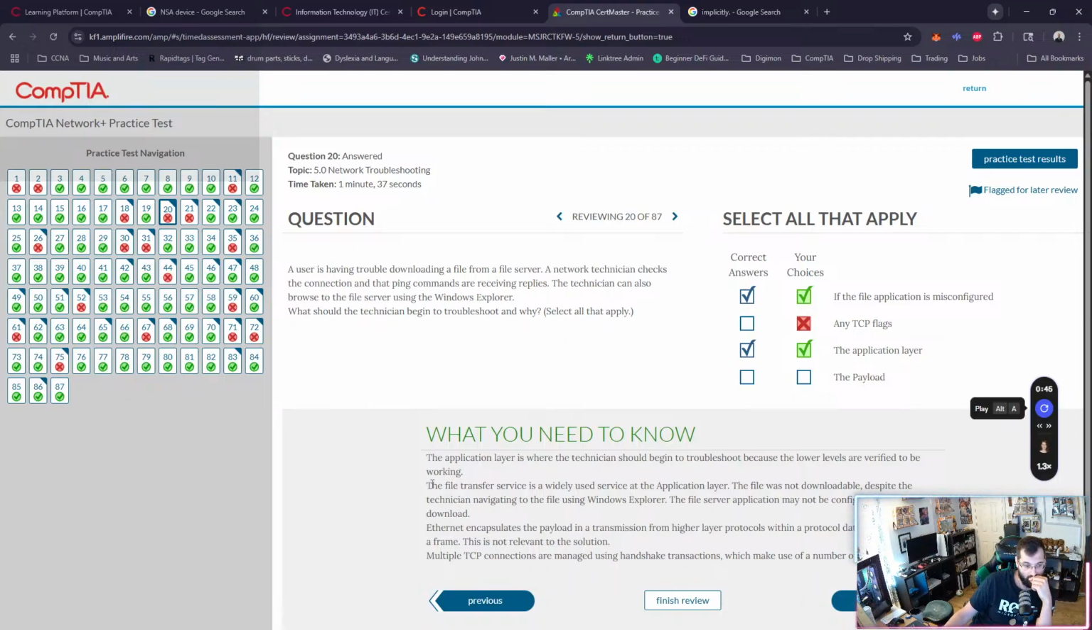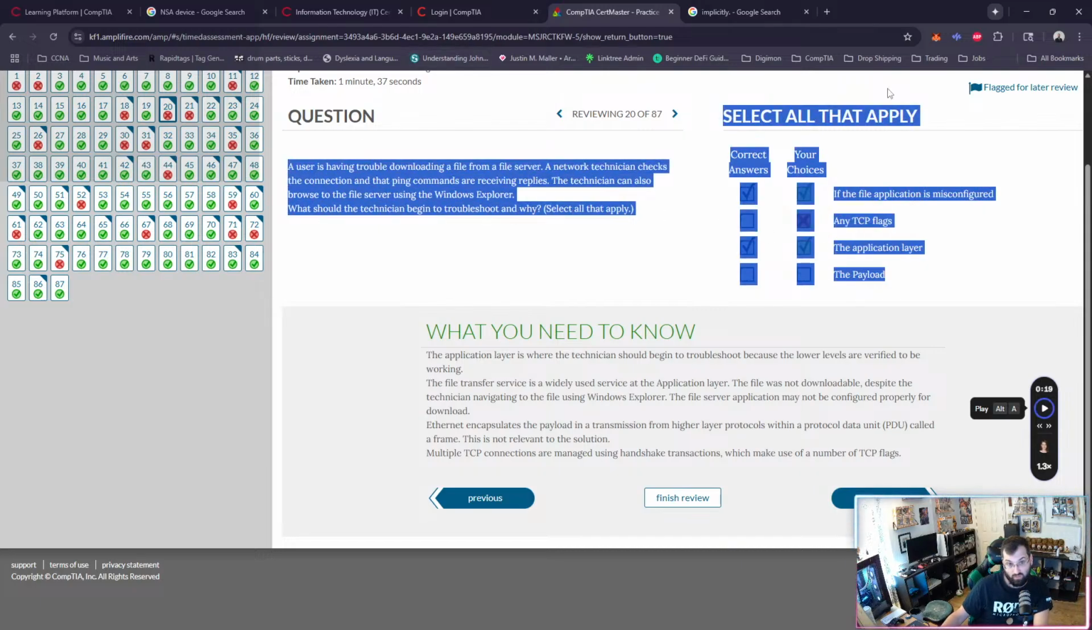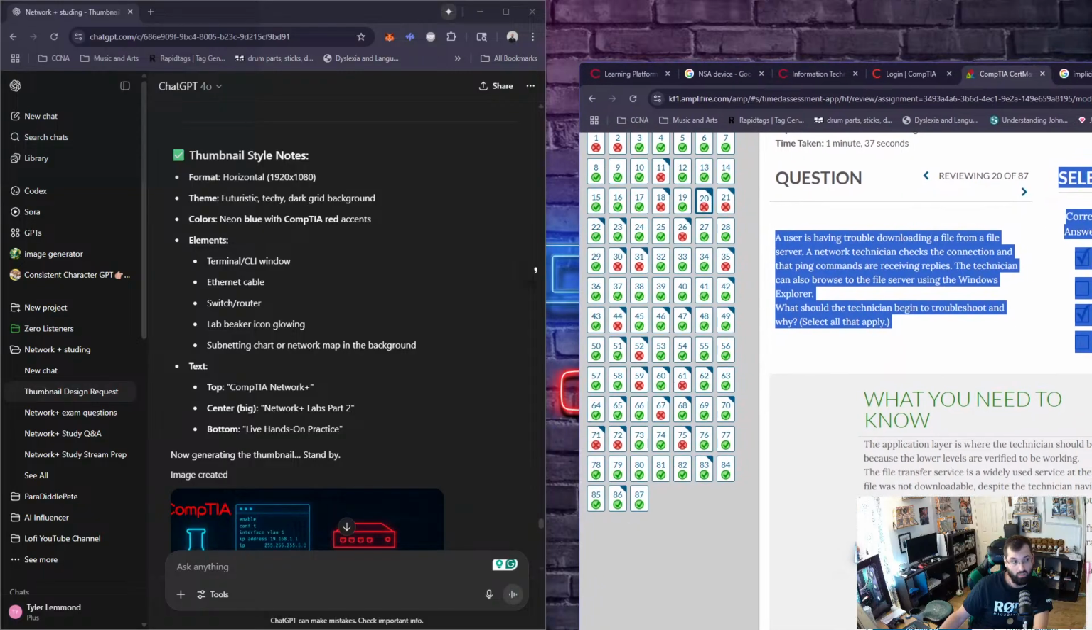So let's see here. Multiple TCP connections are managed using handshake transactions, which make use of a number of TCP flags. Why should the technician begin? So that doesn't really say why that is the answer. We're gonna go to our good friend ChatGPT here.